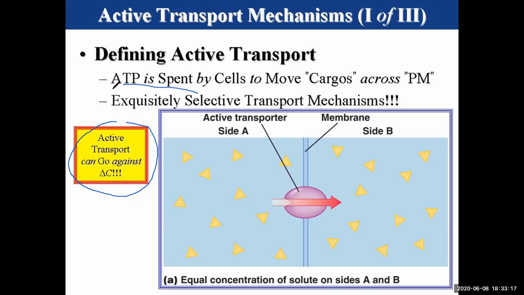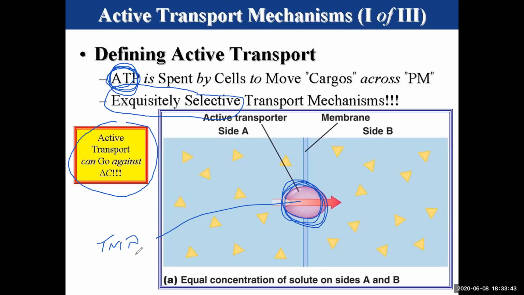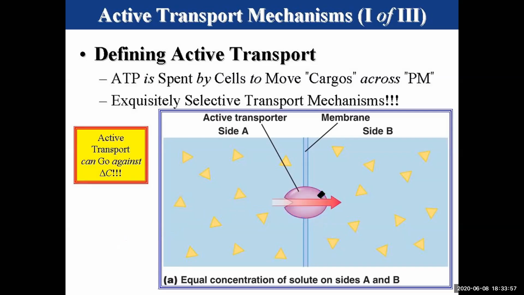And exquisitely selective. And ATP, or cellular energy, is its driving force. And there's always a transmembrane protein involved. Okay? TMP, transmembrane protein. So that's the definition for active transport mechanism.